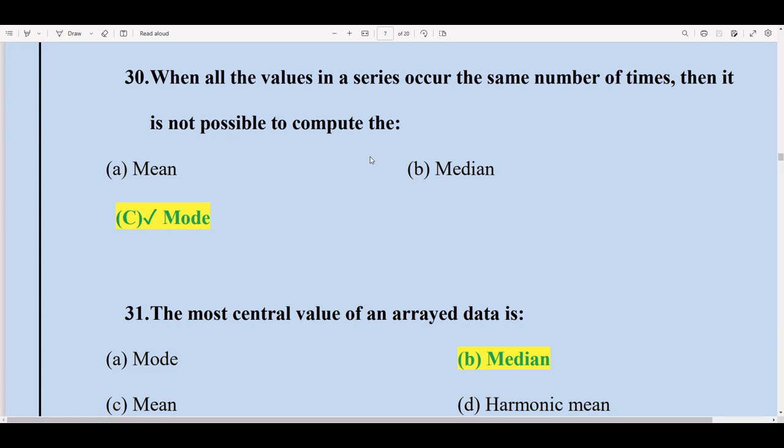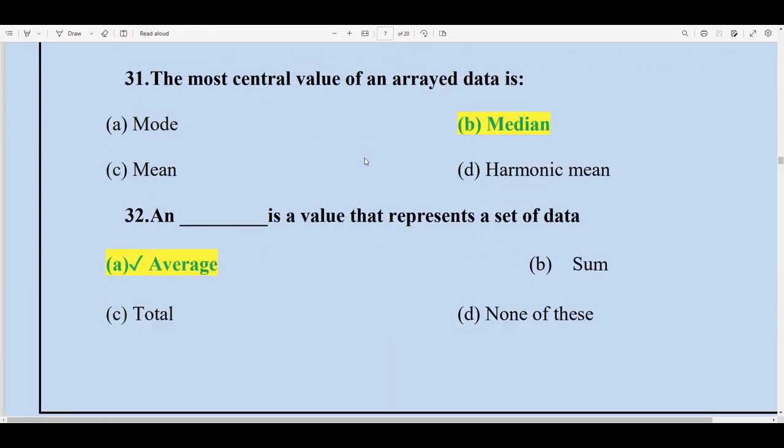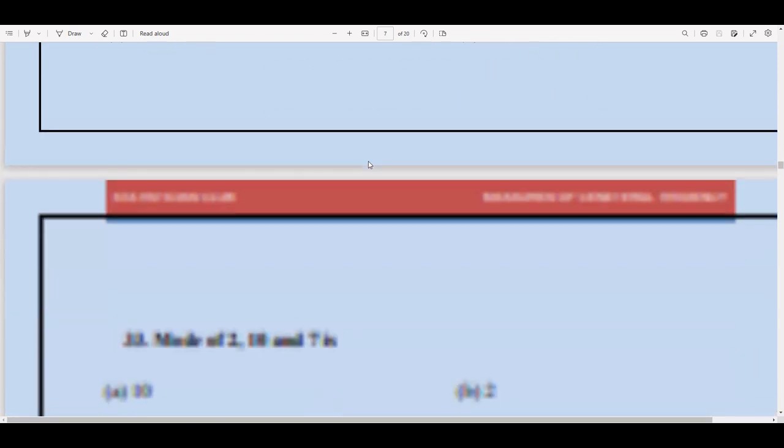When all values in a series occur the same number of times, then it is not possible to compute the mode. The most central value of an array of data is the median. An average is the value that represents a data set.